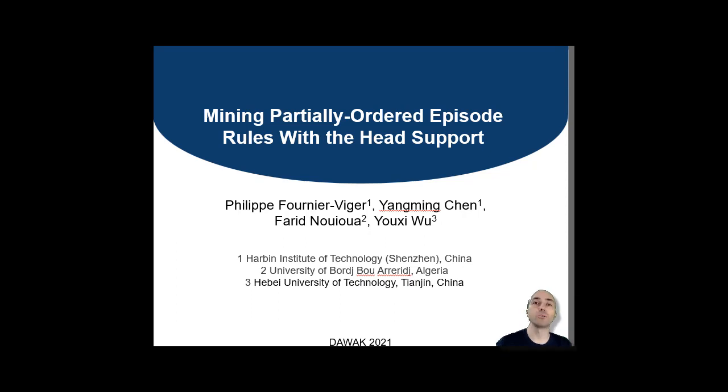Today I will talk to you about our paper about finding episode rules in sequence of events. In this paper we try to find a new type of rules to explain the relationship between events, and we use a measure called the head support. I will explain to you why this is interesting.